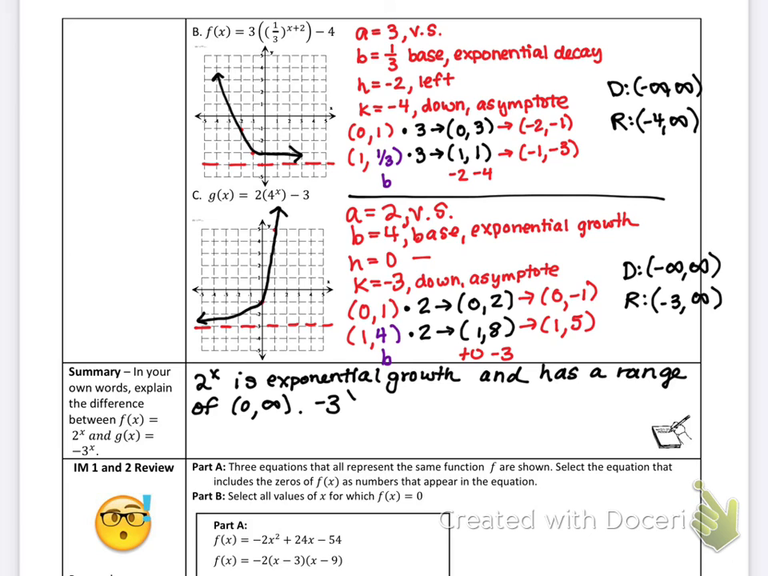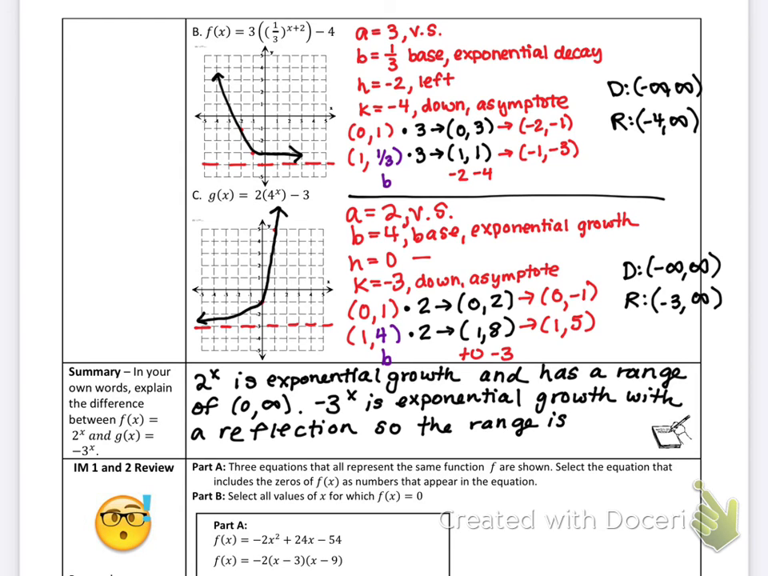-3 to the power of x is also an exponential growth function because our b is 3 here. But because our a is -1, it's going to be a reflection. And so because it reflects, the range will change and thus it will be -infinity to 0. And so it's reflecting across that x-axis. So although our k is still 0 here, because it reflects, it goes all the way down to -infinity up to 0.